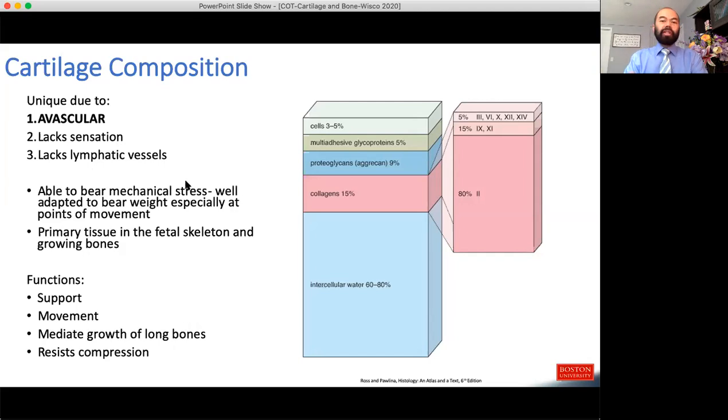It lacks lymphatic vessels. Basically, the movement of fluids, nutrients, and toxins in and out of the cartilage matrix has to happen only through diffusion. The mechanical stress on the cartilage helps keep the fluids moving so things can diffuse easier in and out of that matrix. Due to this cartilage composition of cells, glycoproteins, and proteoglycans, again, glycoproteins and proteoglycans are the ones that are soaking up the water. The collagen itself and this huge amount of water are able to bear mechanical stress. Now it forms the primary framework or template for bone development. So hopefully that explains why cartilage is really good for support, movement, the mediation of the growth of long bones, and it resists compression.